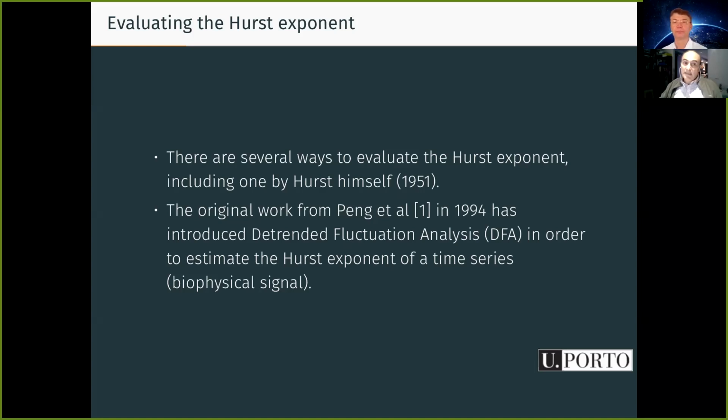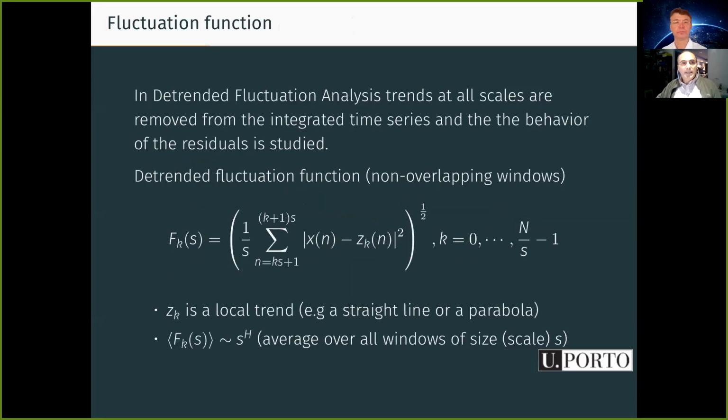In that case, that group worked with biophysical signals. The important thing to understand about the method is that in detrended fluctuation analysis, we take some time series and integrate it, which basically means taking the sum of all elements until that point, and then we detrend it. And detrending means what? We go to the fluctuation function and remove some kind of local trend. A local trend can be simply a straight line, for example, or a parabola, a degree two polynomial, and we remove that and only look into the residuals. We look at the square of the residuals and take the square root, so basically the L2 norm of the residuals.